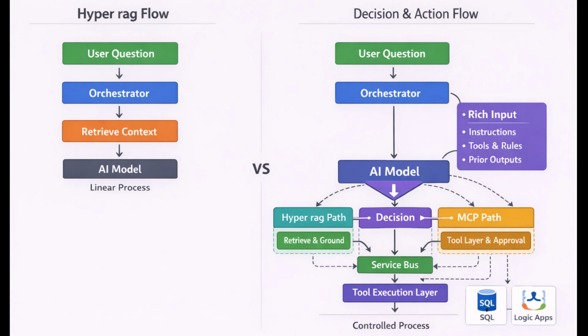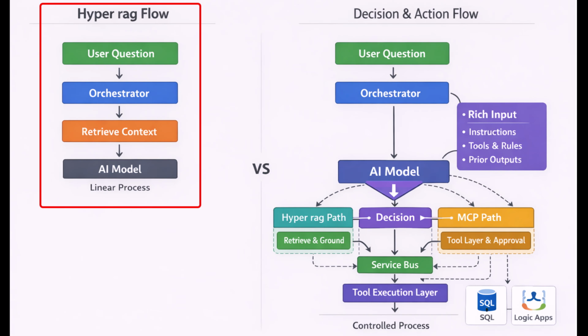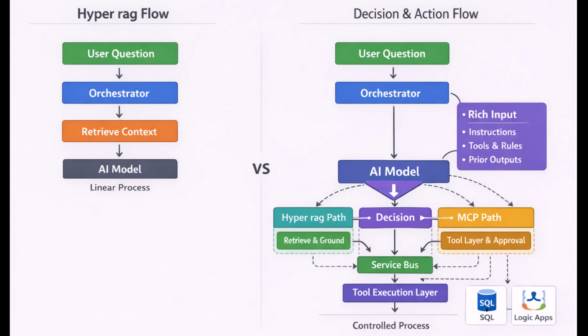And now let's look at the logic and workflow on this diagram. In the earlier Hyper-RAG only design, the flow was more straightforward. A user question came in from the UI, the orchestrator picked it up, triggered retrieval, assembled the grounded context, and then passed that grounded input to the model so the model could generate the answer. So the flow was mostly linear. The orchestrator was driving the process, and the model was mainly used at the end of that process to produce the grounded response. Once MCP is introduced, that changes.